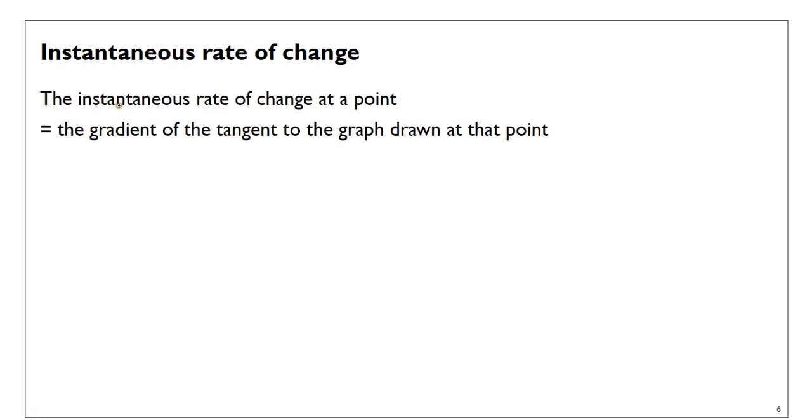Now, if you have a graph, then the instantaneous rate of change at a point, so this is a big difference. It is not between 2 points. Average rate of change is between 2 points, instantaneous rate of change is at a point, and it is going to be calculated by the gradient of the tangent to the graph drawn at that point. So it's not the gradient of a secant, it is still the gradient of something, but it is the gradient of the tangent.